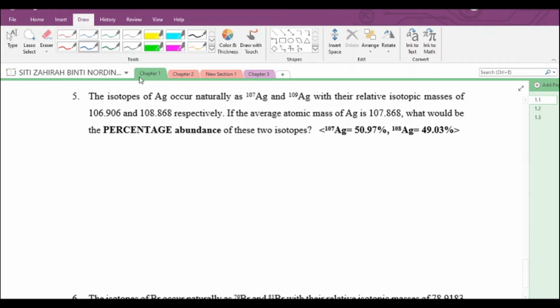For question 5, the isotopes of silver occur as 107Ag and 109Ag with mass of this one and this one. You are given the average atomic mass of 107.868. What would be the percentage abundance of these two isotopes? When mentioning abundance, you know that you are going to have to use the Aam formula.